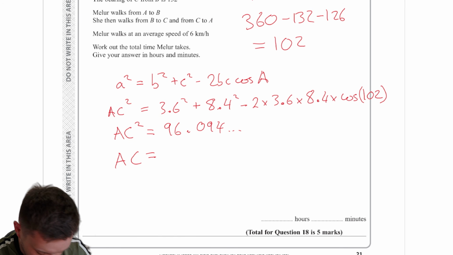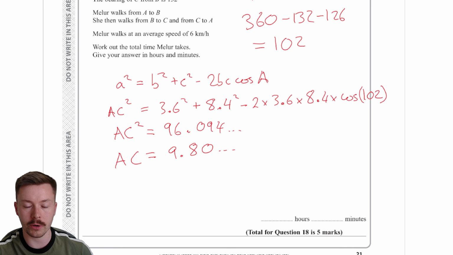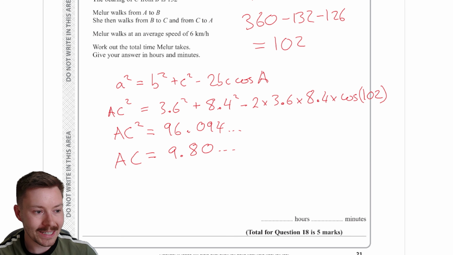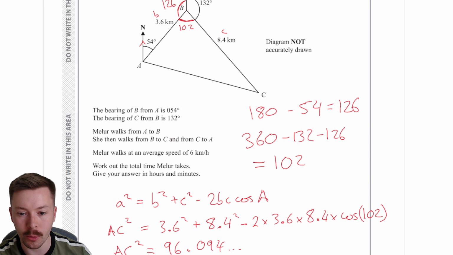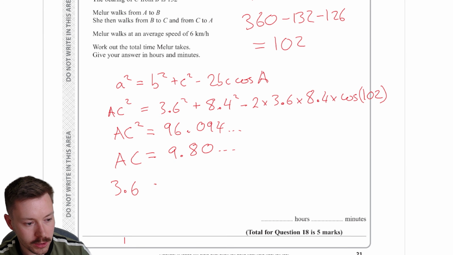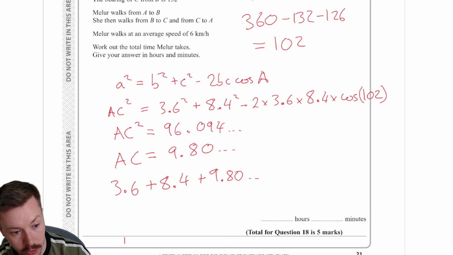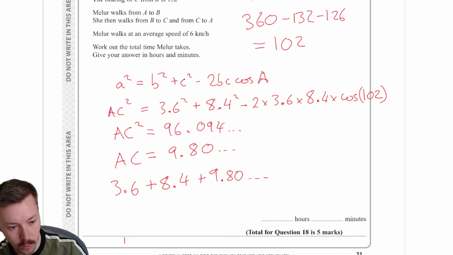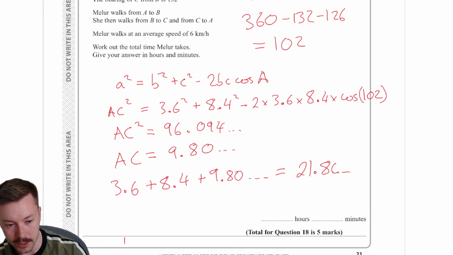So AC is equal to 9.80 dot dot dot. I've still got that on my calculator. You can't see it, we had this issue earlier. But that is AC, so I now need to add all of those lengths up. 3.6, add 8.4, add 9.80 dot dot dot, which equals 21.80 dot dot dot.